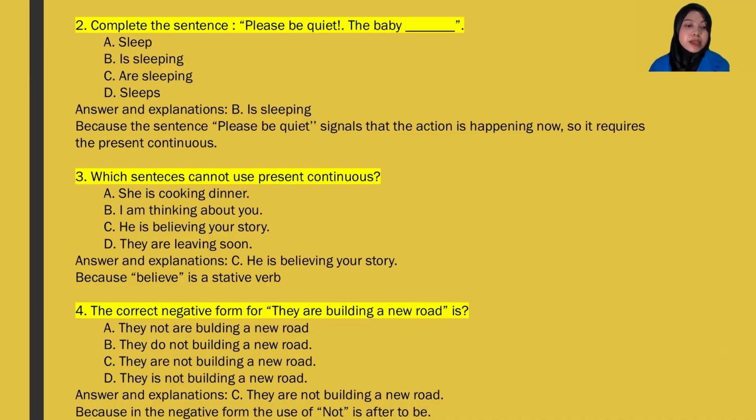Number four, the correct negative form for they are building a new road is A. They are not building a new road. B. They do not building a new road. C. They are not building a new road. And D. They is not building a new road. The answer and explanation is C. They are not building a new road, because in the negative form, the use of not is after to be.